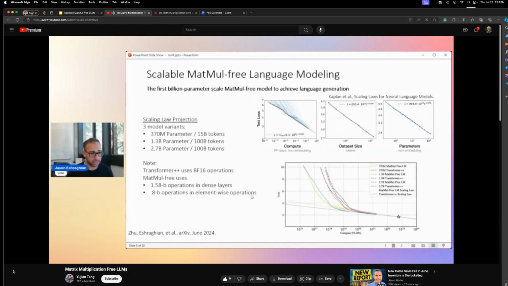So down on the bottom here, on the y-axis we have loss, and on the x-axis we have flops, floating point operations. And you'll notice that these dashed lines come in clusters of 2. One of these is our model, the other is the Transformer++ that is not ternarized, a BrainFloat 16 implementation of Transformer++ that we retrained ourselves. The lowest 2 curves are the smallest model, the 370 million parameter versions of Transformer++ and MatMul-Free.